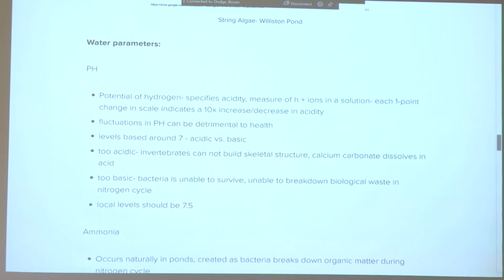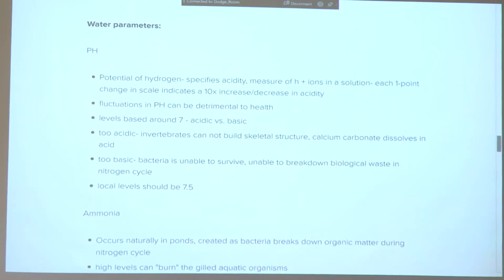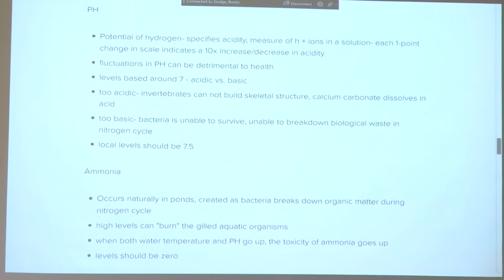So for the water parameters, first I looked at the pH, which is the potential of hydrogen in a liquid solution, and it specifies the acidity, the measure of hydrogen ions in a solution, and every 1 point increase and decrease in the scale indicates a 10 times increase or decrease in acidity. Fluctuations in pH can be detrimental to the health of aquatic organisms, and the pH levels are based around 7, less than 7 being acidic and more than 7 being basic.